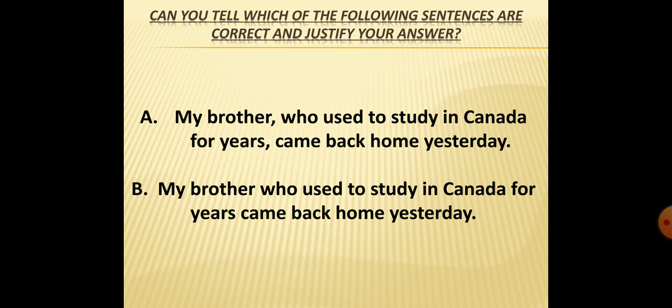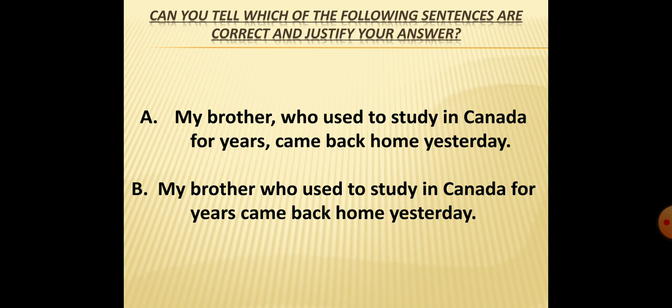Next one. My brother, who used to study in Canada for years, came back home yesterday. So which one of the two is correct here? Is it the first one or the second one? I will write it; think about it carefully. My brother, who used to study in Canada for years, came back home yesterday. Does it restrict? My brother. So here we can say that in the first one, A could be correct.